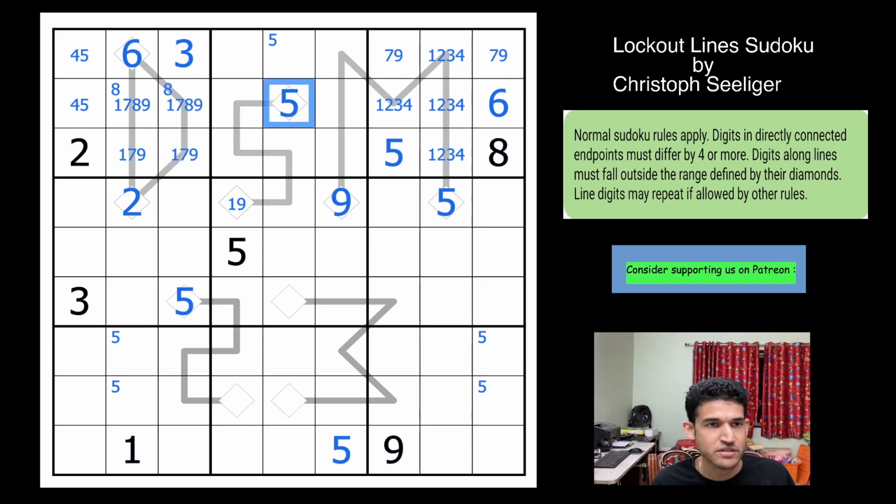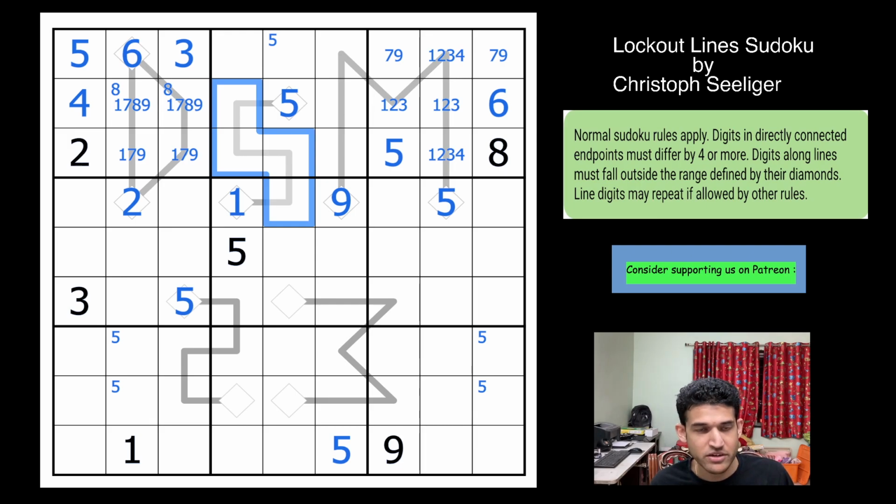And 5 is in here. This is resolved. 5, 4. These are not 4s. 1, 2, 3. That's a 1 using classic. So these must be a 6, 7, 8 or a 9. And you can't have 8 here. You can't have 9 here. You can't have 6 here.